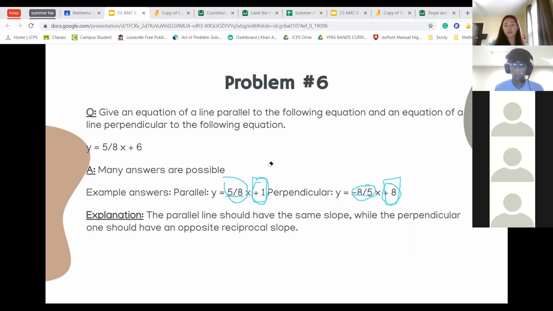So when finding perpendicular and parallel lines, you just need to make sure that your slopes are correct, and then you can have anything for your y-intercepts. Unless the problem specifies that the perpendicular line has to go through a specific point. Are there any other questions?